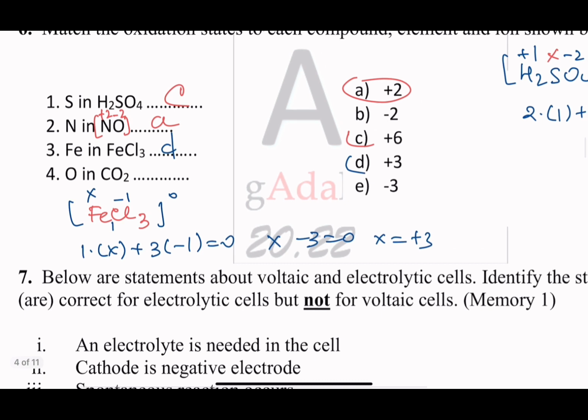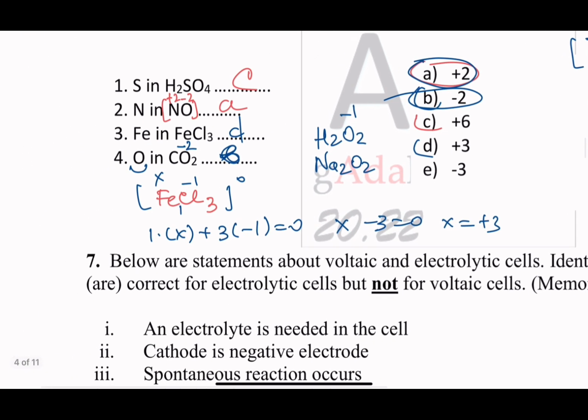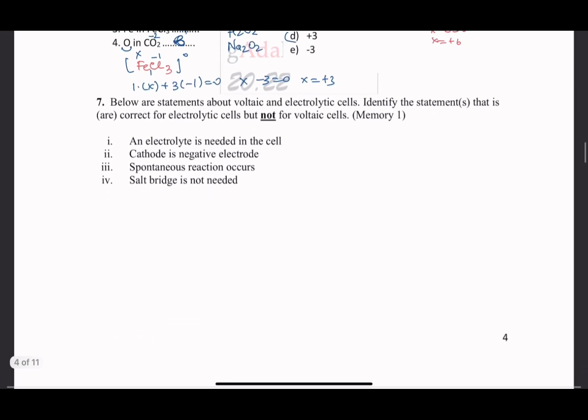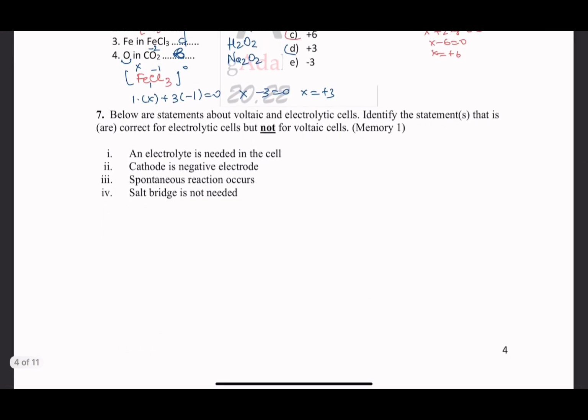And then CO2, it's asking for oxygen. We know that oxygen is going to be -2. So this one is -2, and this is B. The only exceptions we have for oxygen are H2O2 and Na2O2 over here, where it is -1. Other than that, it is always -2, which is B. Okay, so now we go into the next question.